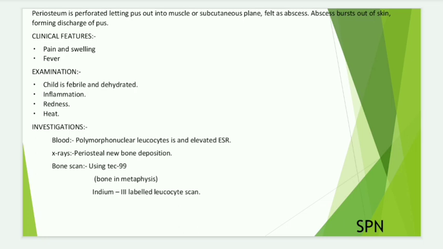How do you investigate? In the blood, you can see polymorphonuclear leukocytes, and the ESR is elevated. X-rays show periosteal new bone deposition. In bone scanning, you can see using the technique of technetium 99 the bone in the metaphysis, and the indium 111 labeled leukocyte scan. Just write the investigations and what techniques are used in those investigations.